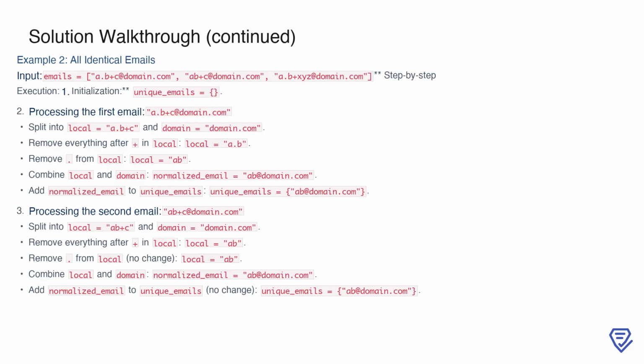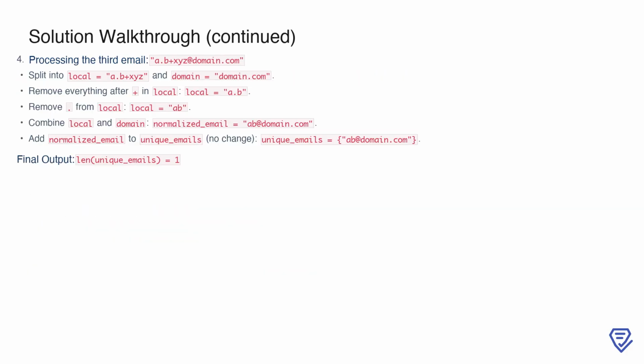The second email, ab+c@domain.com, is processed similarly. Splitting gives the local part, ab+c, and the domain, domain.com. Removing everything after the plus leaves ab, and since there are no periods, it remains unchanged. Combining with the domain results in the same normalized email, ab@domain.com, which is already in the set, so the set remains unchanged. Finally, we process the third email, a.b+xyz@domain.com.